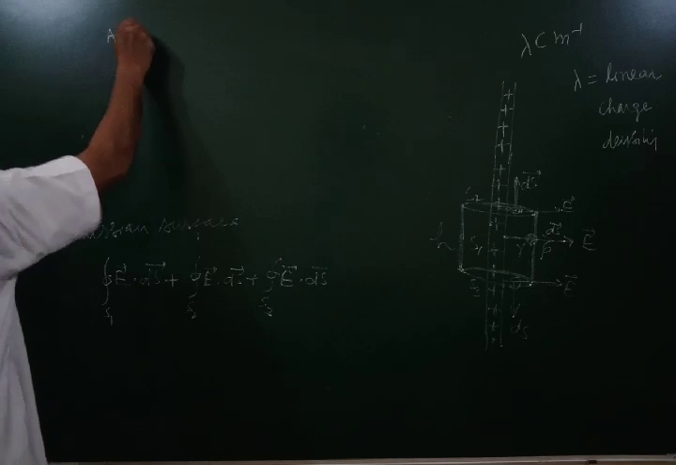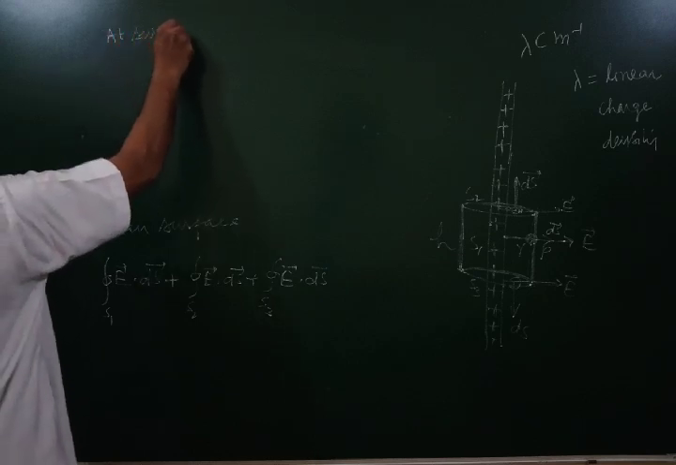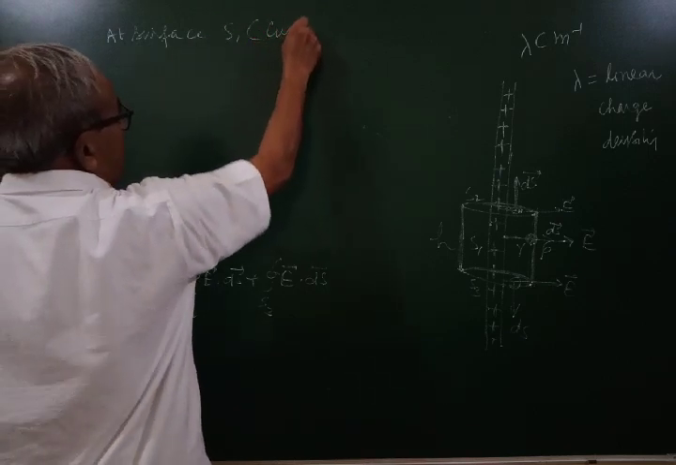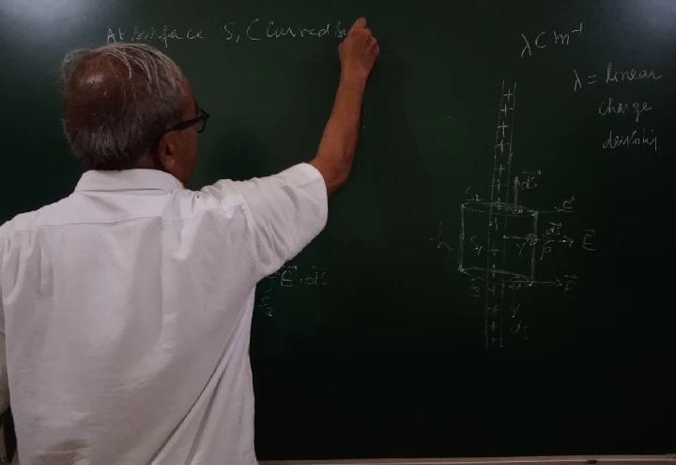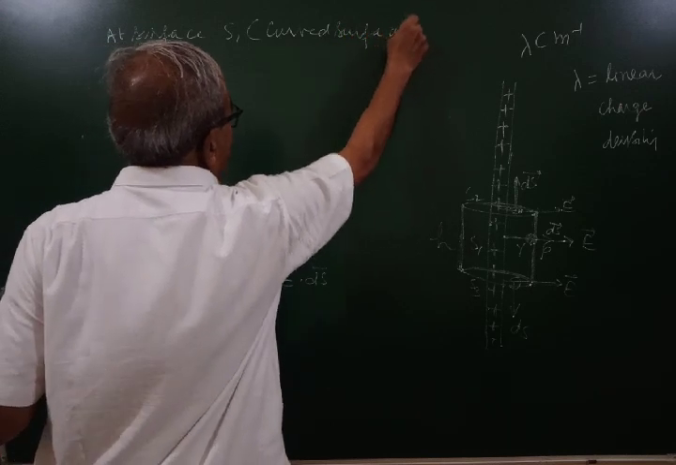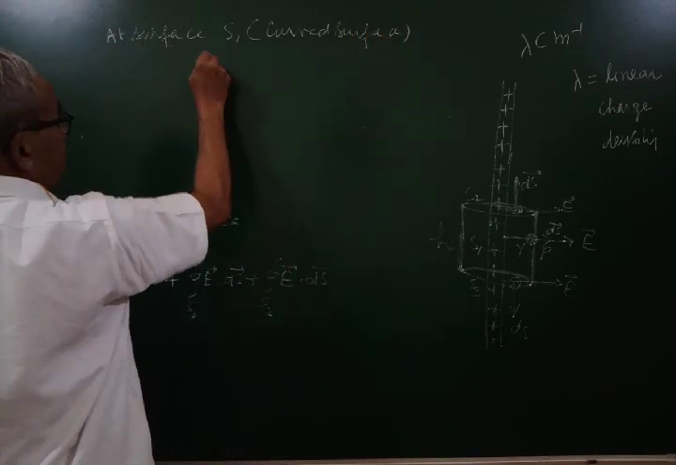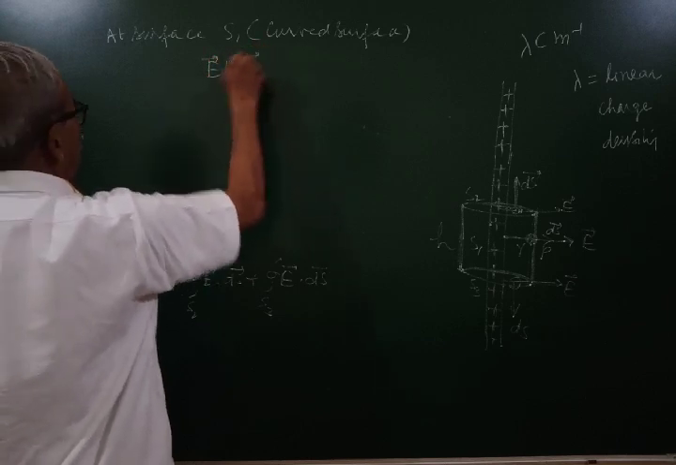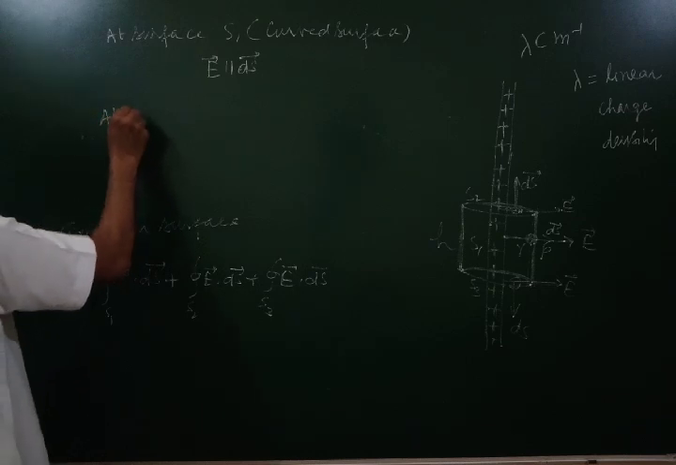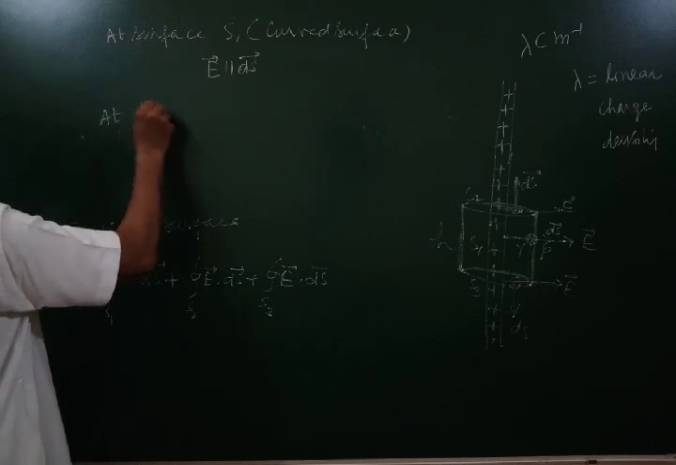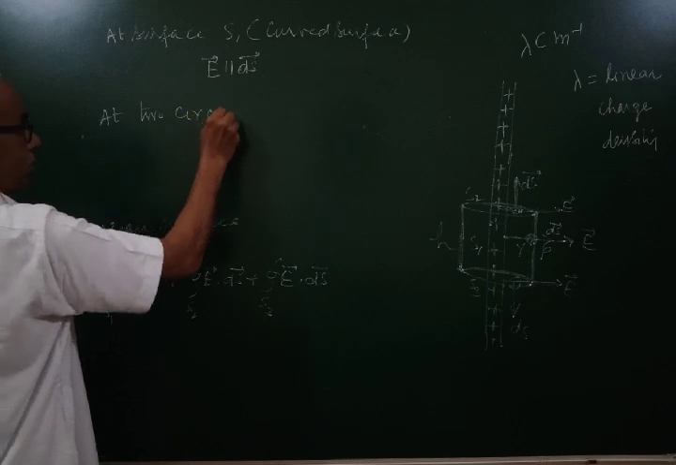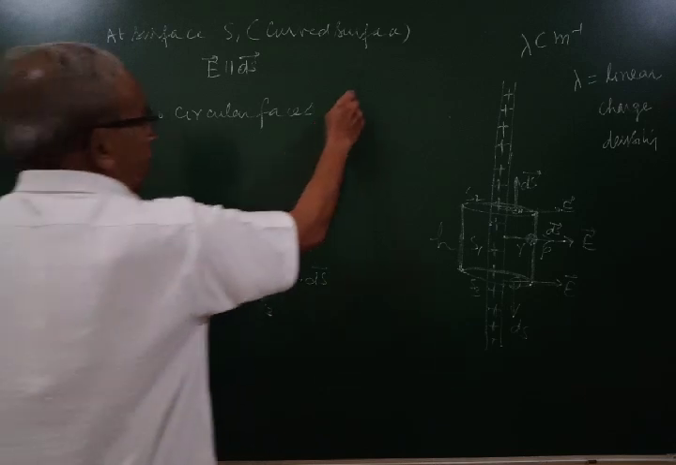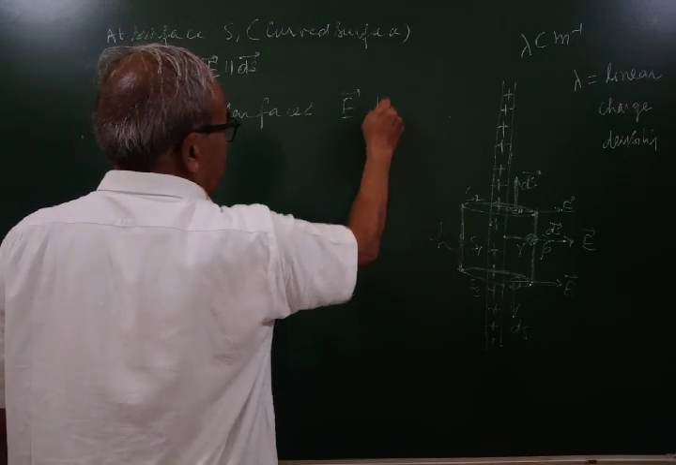Now at surface S1, that is the curved surface of the cylinder, vector E is parallel to ds. At the two circular faces, vector E is perpendicular to ds.